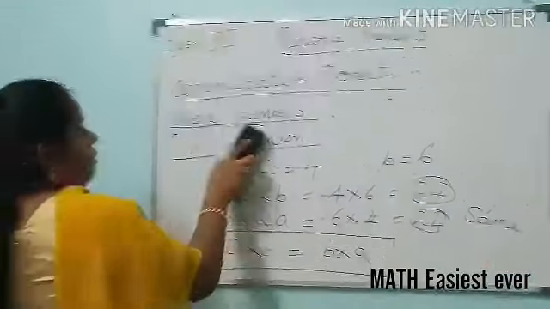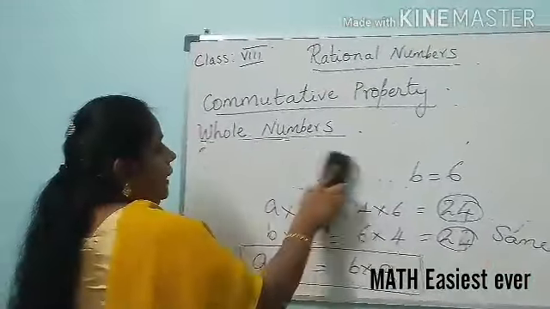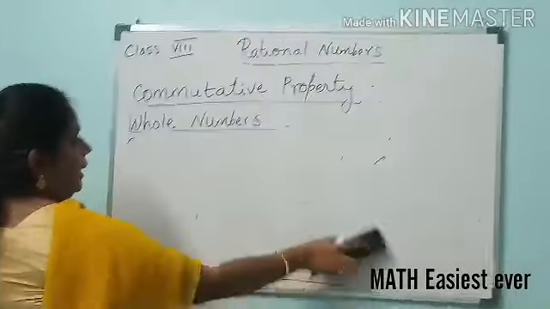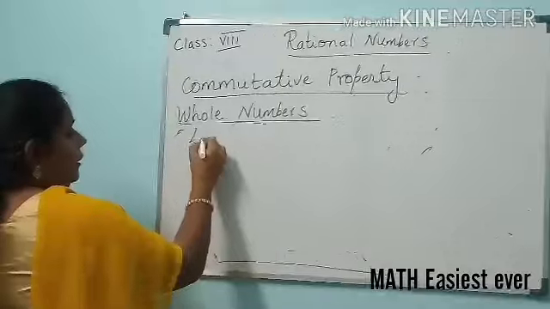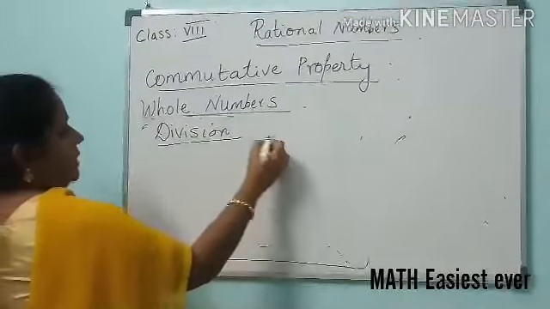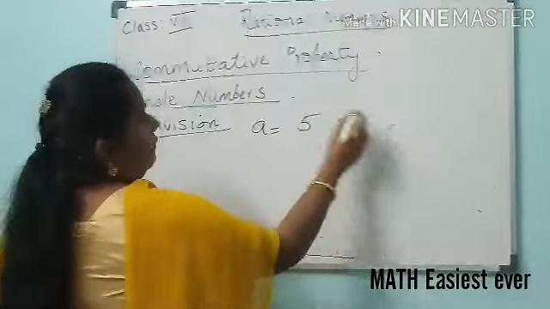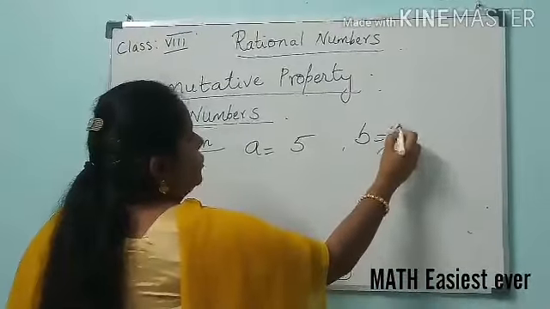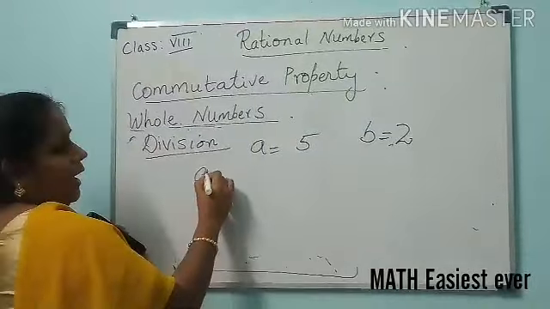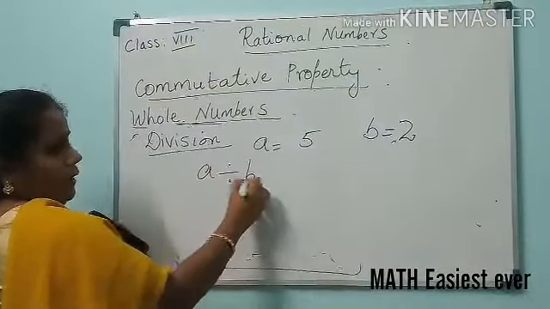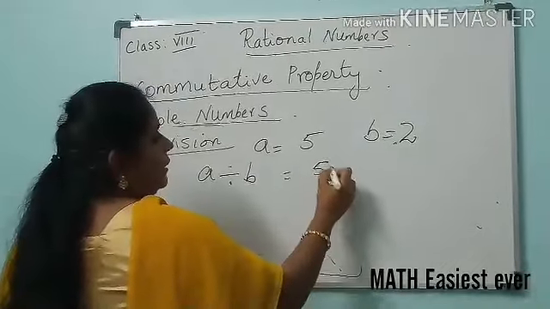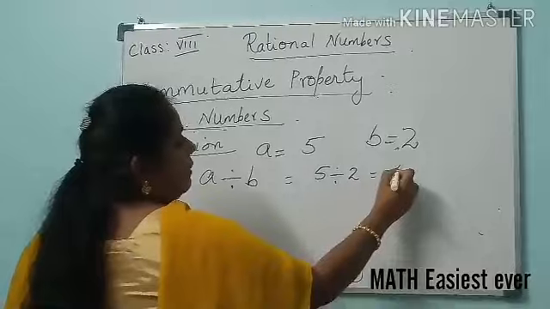Next, we'll go for division. Take whole numbers a as 5 and b as 2. Now, what is a divided by b? It's 5 divided by 2. That's 5 by 2.